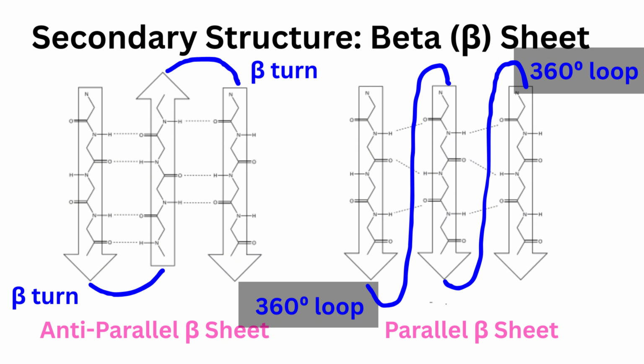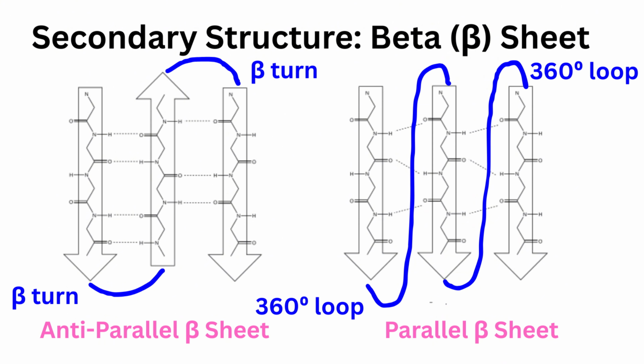Proline and glycine frequently appear in beta turns. Proline introduces rigidity, while glycine provides flexibility for sharp bends. Together, these structural features enable beta sheets to fold compactly and form the stable cores of many proteins.